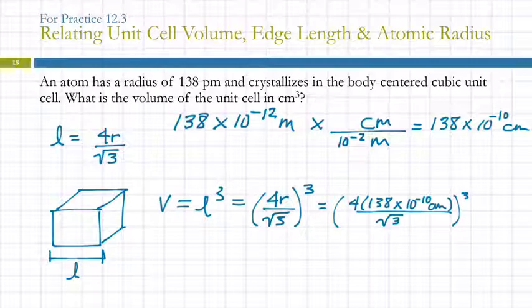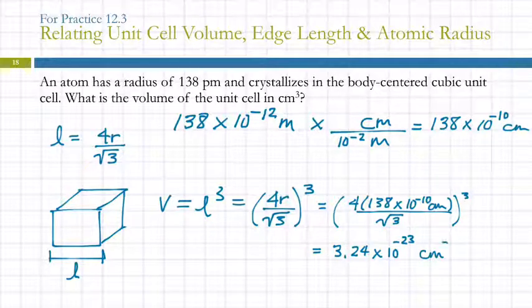Having a conversation with my calculator here. It's really more like an argument. There we go. Okay, I'm getting 3.24 times 10 to the minus 23rd cubic centimeters. I heard a noise that I took as an affirmation of my calculation. Anybody else get that number? Okay.